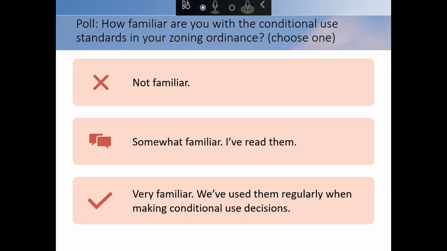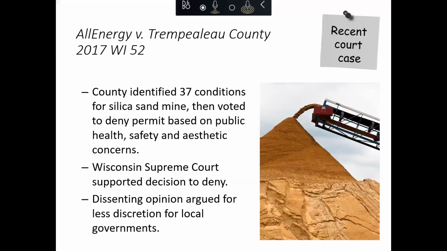Okay, so I'm going to close out of the poll and we'll continue. So the next part of this presentation is going to be some recent case law, some recent court decisions that set precedent about conditional uses, as well as new state law that was adopted in 2017. Okay, so the first case is All Energy versus Trempealeau County. This was a highly contested conditional use decision with 368 people who spoke on record at the public hearing.